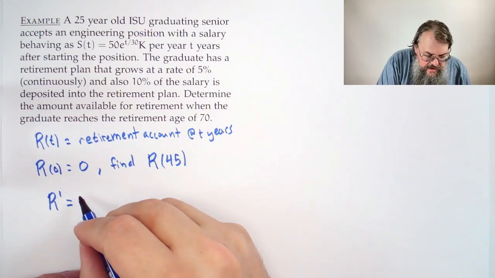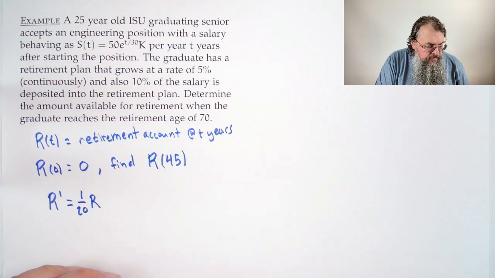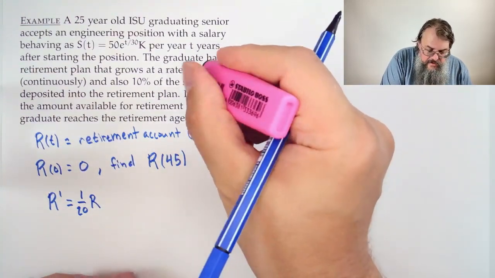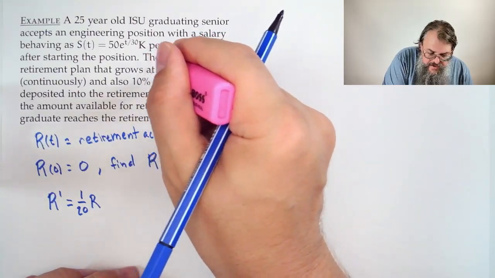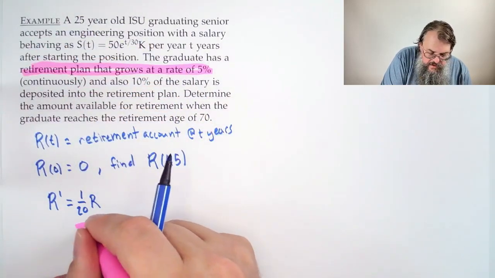So we have that in our differential equation as 1/20th R. So this part right here is the rate of 5%. So this part corresponds to this part.